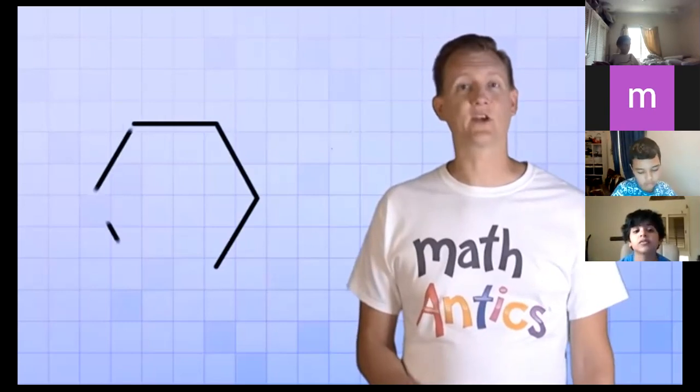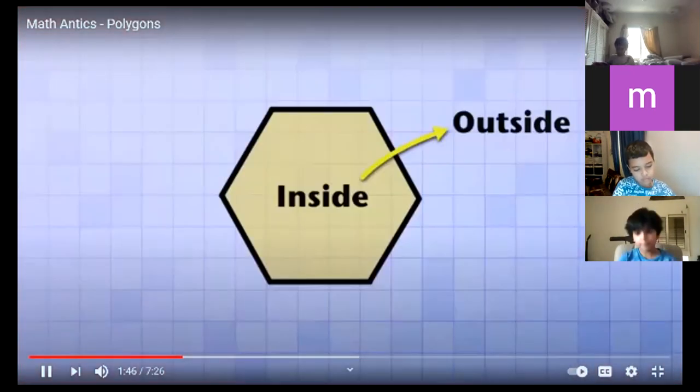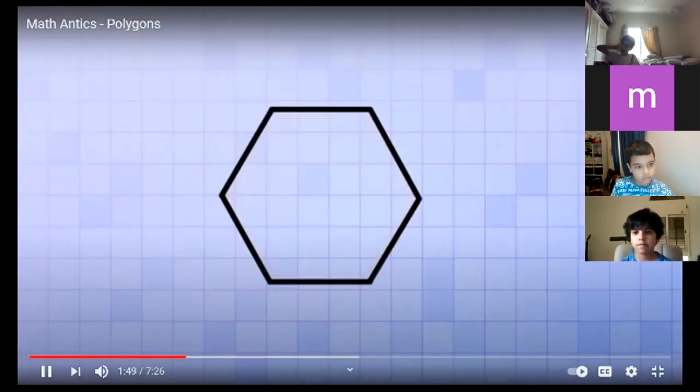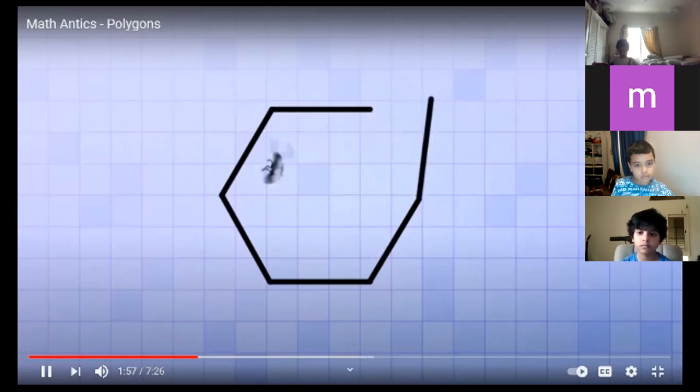Now, what does it mean for a shape to be closed, you ask? Well, it means that the sides are connected so that there are no gaps. The area inside the shape is separated from the area outside the shape, and there's no way to get from the inside to the outside without crossing a line. It might help to think of a closed shape like a cage. If you put an ant inside the cage, then there's no way for it to get out without crossing a line. But if the shape is open, then there is a way out.